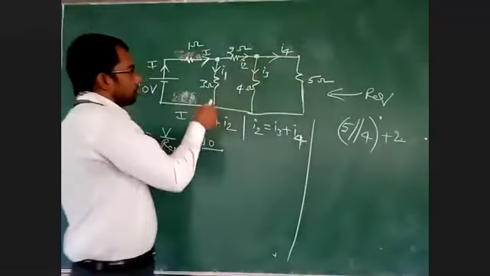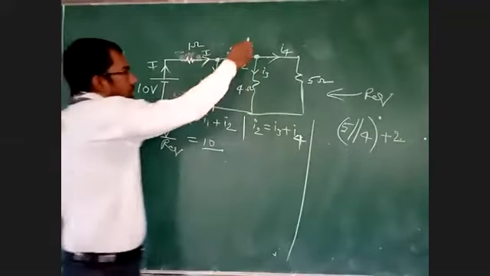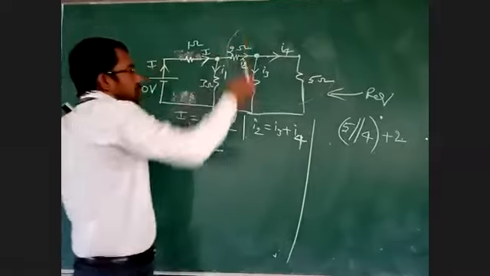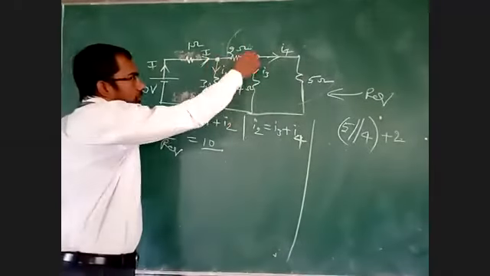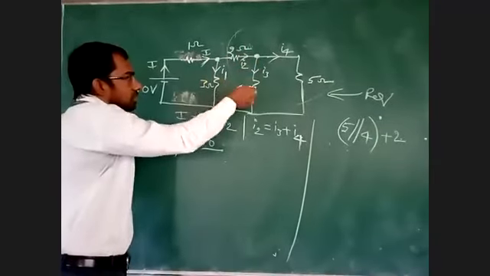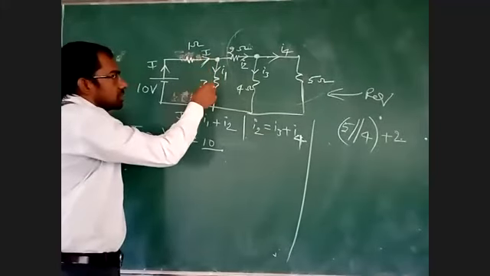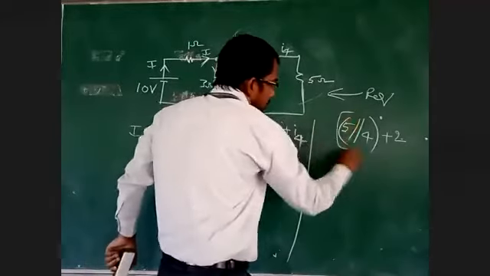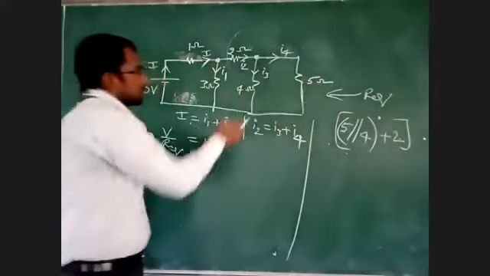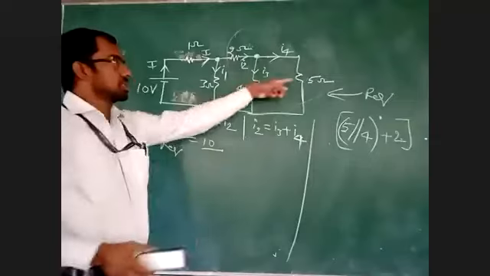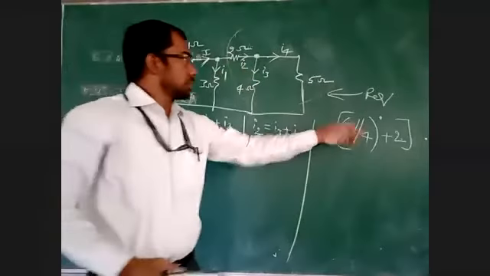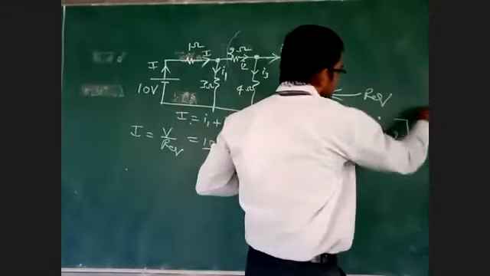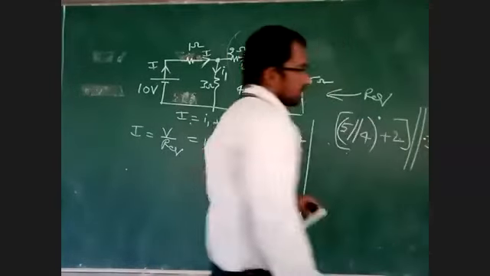Now see here, I1 and I2. Let us take this as one branch. Now if you keep one resistance here, these two will be parallel. See here, current is dividing as I1 and I2. That means this entire branch, these two parallel in series, is in parallel with 3.